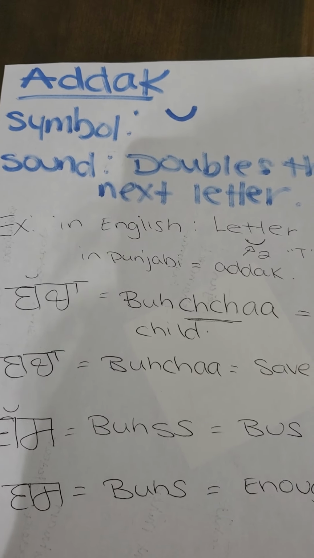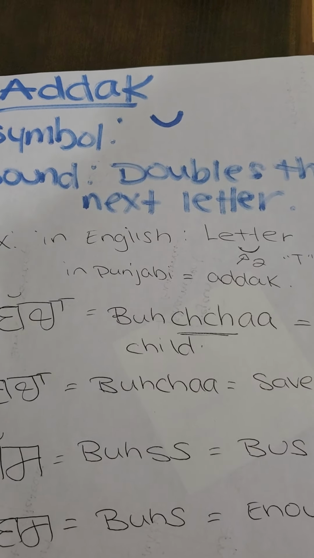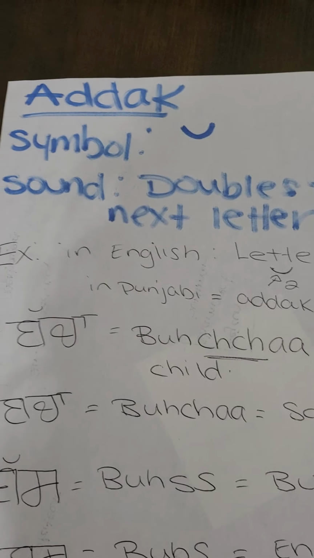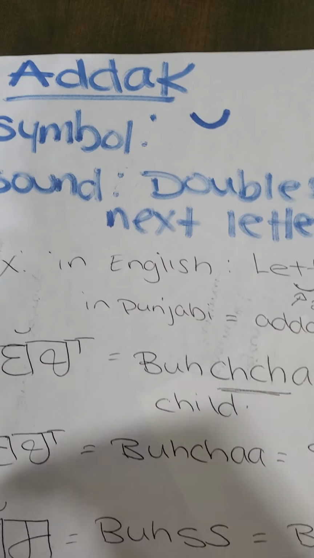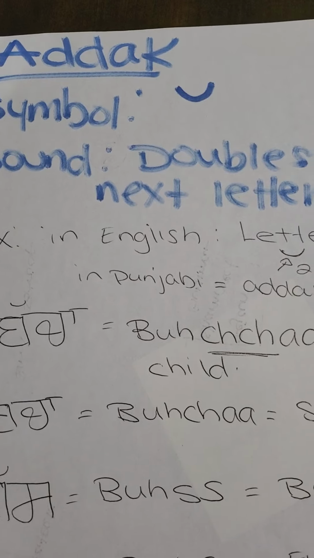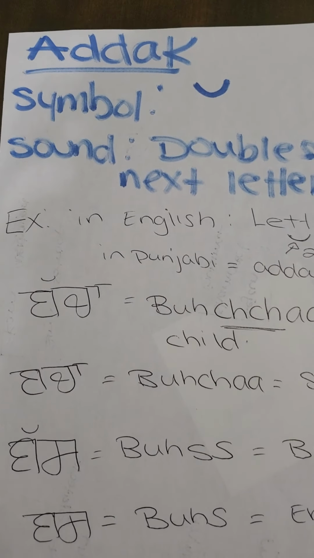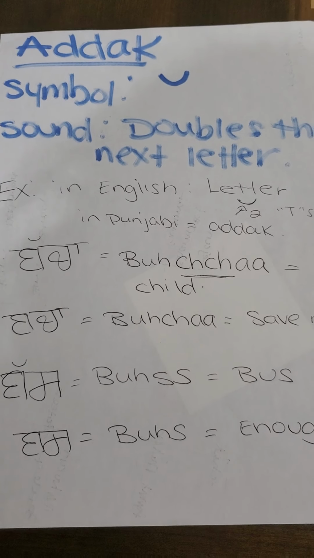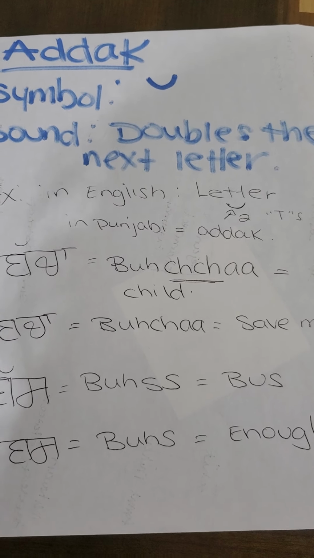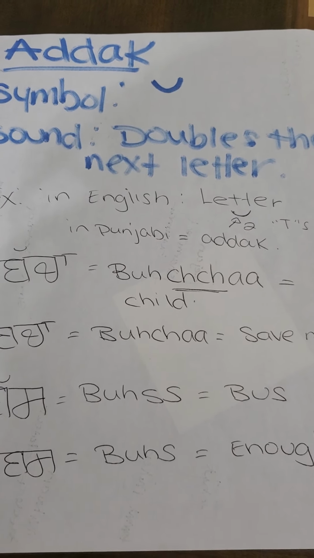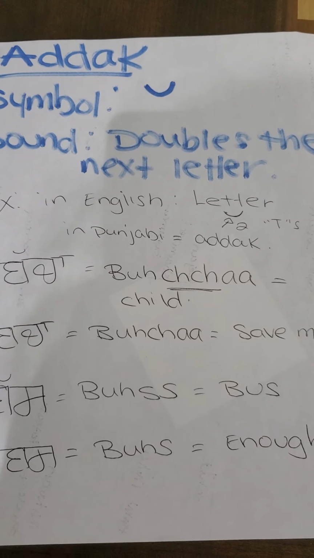So if you've been wondering, what is that U on top of some of the words? It's called an Addak. So again, the symbol here basically looks like a U and it's found on top of the akkad. What an addak does is it basically doubles the sound. So the akkad that comes after the addak is doubled.